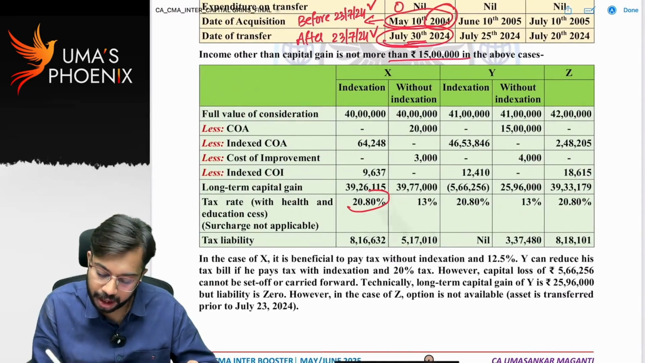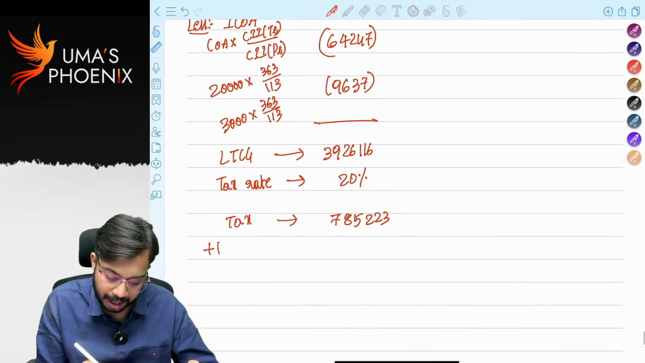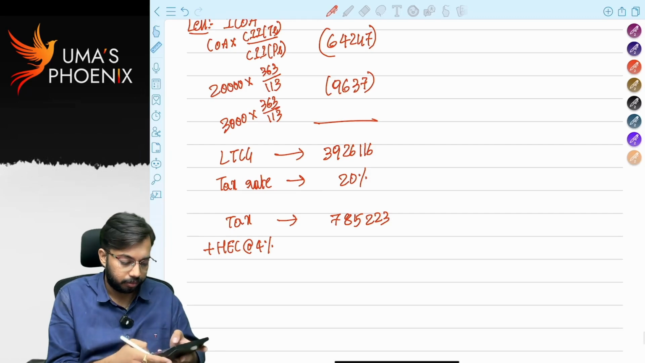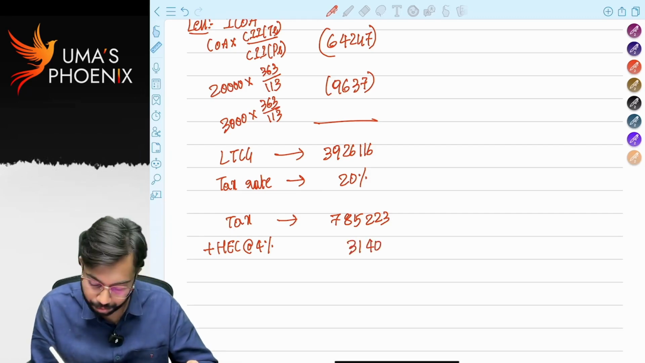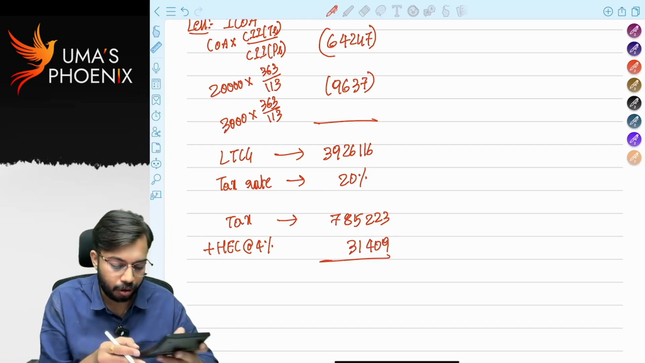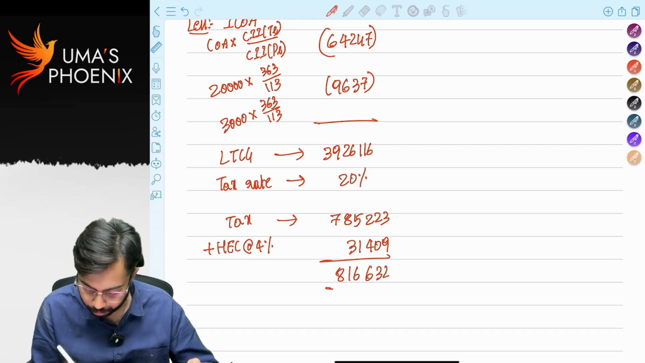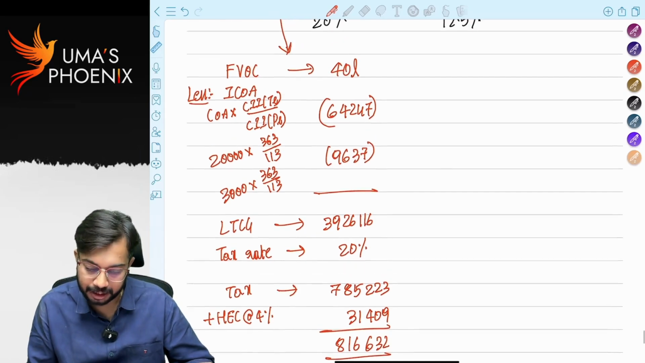So here he took HEC also. So including HEC, let us calculate. To this, let us add HEC. How much is HEC? 31,409. So total 8,16,632. So as per option 1, tax is 8,16,632.